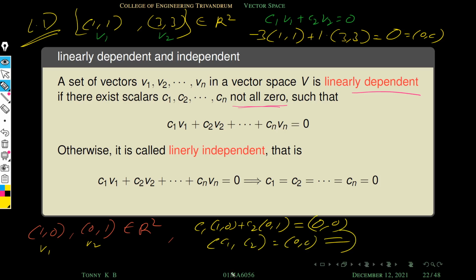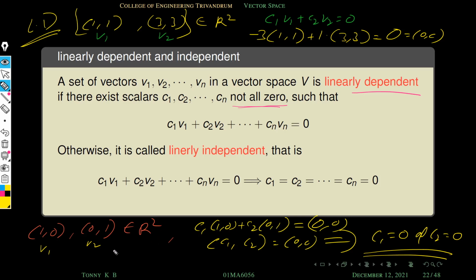So we start from c1 v1 plus c2 v2 equal to 0. This implies (c1, c2) equals (0, 0). By comparing the coordinates, we have c1 equal to 0 and c2 equal to 0. That means all the scalars are 0. There is no other option. If at least one ci is nonzero, then this linear combination is not equal to 0.